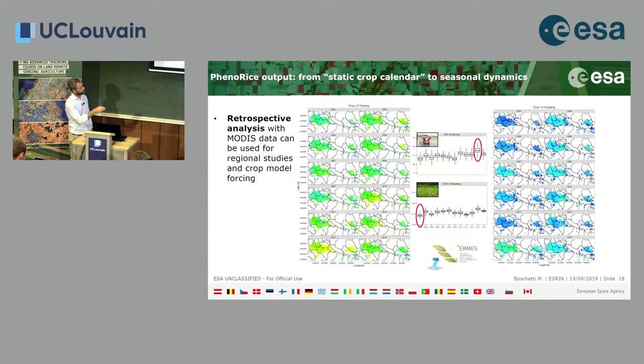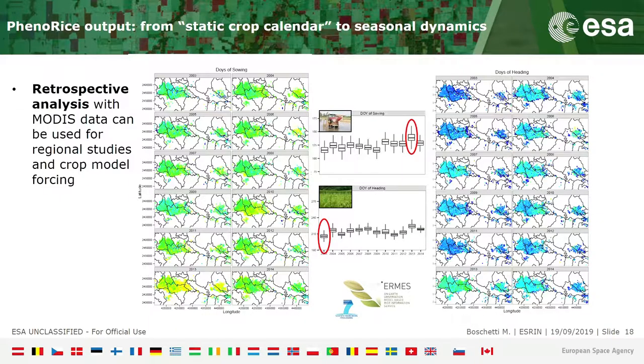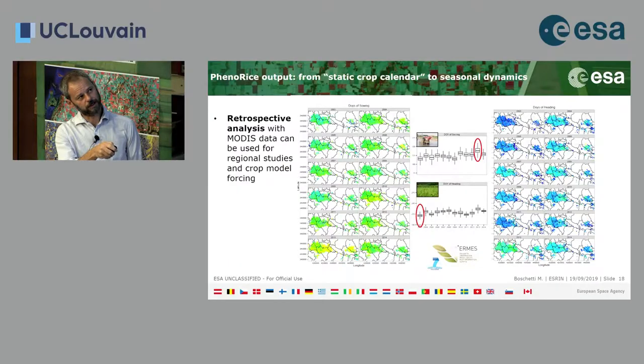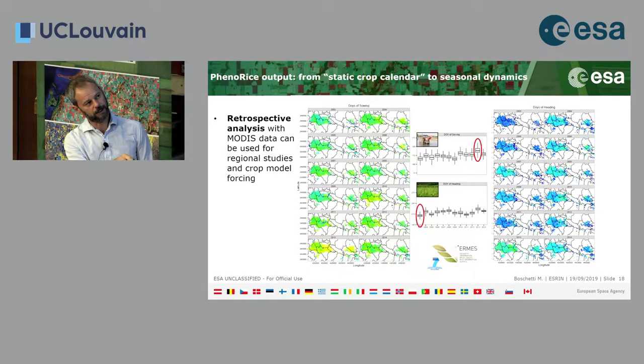And those maps, this is north of Italy, okay? Every year we can make maps that give you the variability of the sowing date and the variability of the heading date. Here, those are overall statistics for all the area. You can see there are some years that are anomalous. This is the famous 2003, which was a heat wave, very, very warm in Europe, and it accelerated the development of the crop. So you see how much earlier it is with respect to the others. And here, how late with respect to the others, because the sowing was really delayed due to a lot of spring rain.